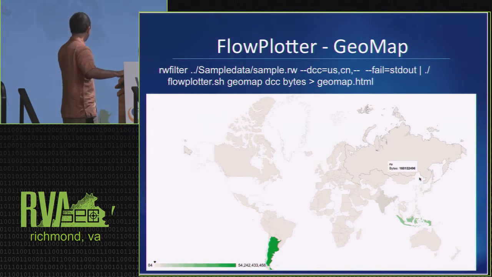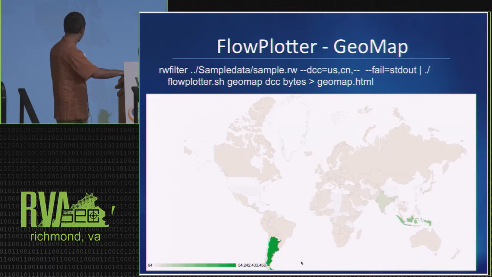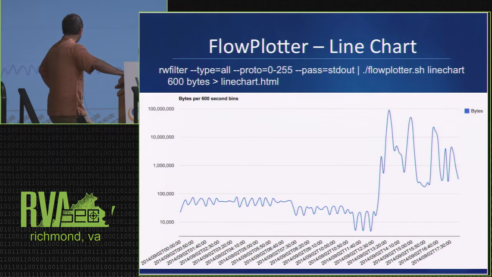Here's a map, which is good for a dashboard. I won't go into the actual details of the queries themselves. You can look at those later. Here's a line chart that's basically looking at a splash of all data per 10-minute spans. Again, you just pipe that to FlowPlotter and say you want a line chart, 600 seconds by bytes.